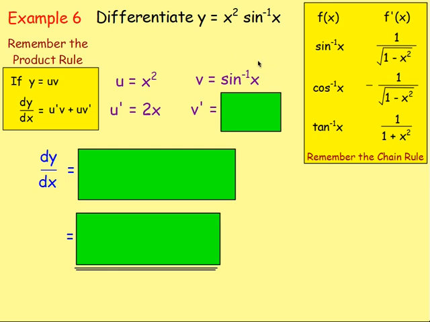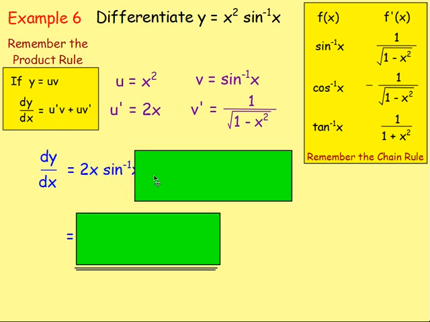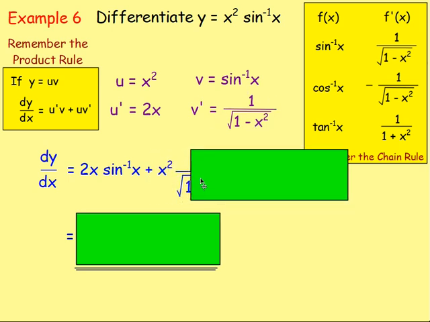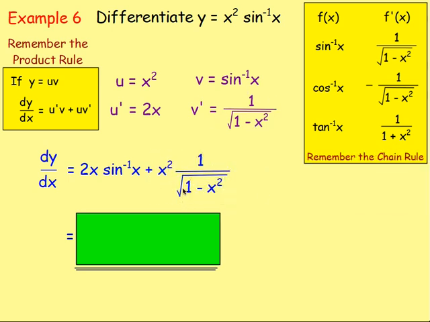And if you differentiate sine to the minus 1 of x, well, it's on the formula sheet, it's given here, you'd have 1 over the square root of 1 minus x squared. Perfect. From there then, u dash v plus u v dash. U dash v is going to be 2x times sine to the minus 1 of x. And from there, you would add on u times v dash. So x squared times this fraction. So x squared times the 1 over the square root of 1 minus x squared.